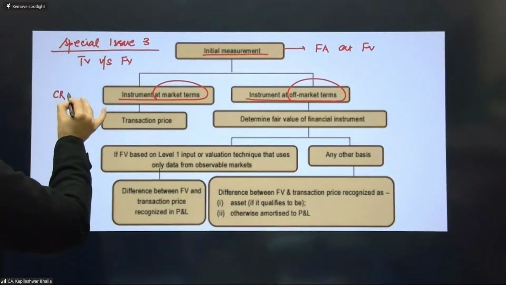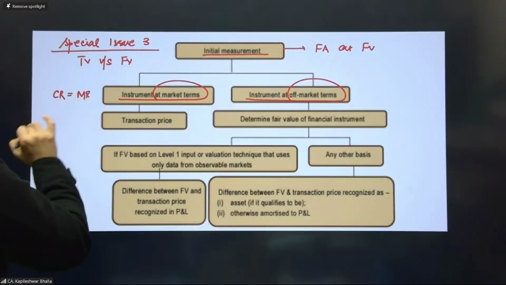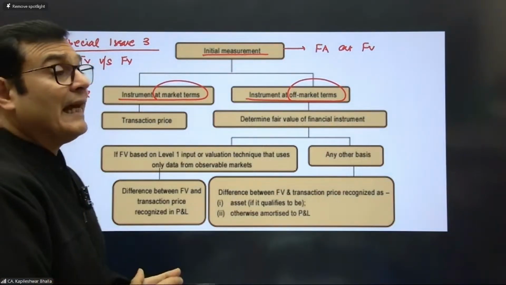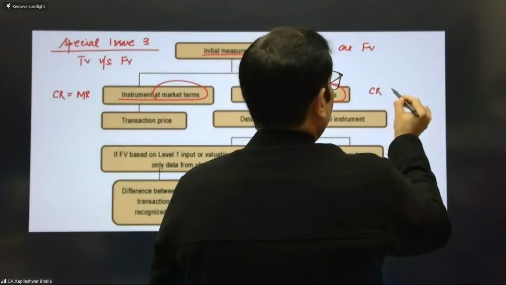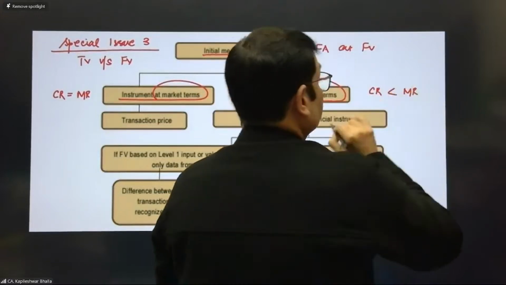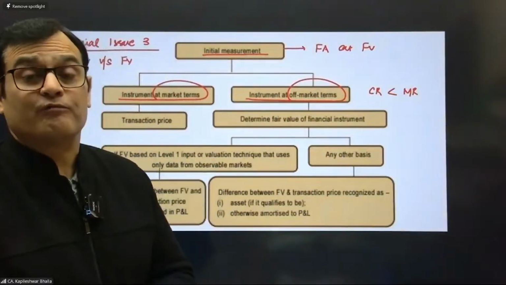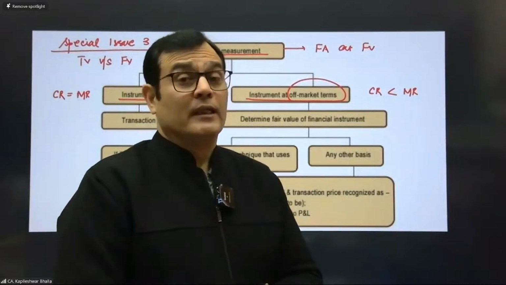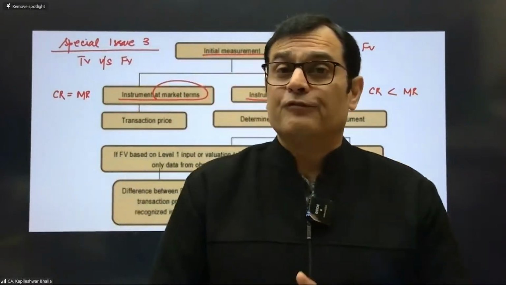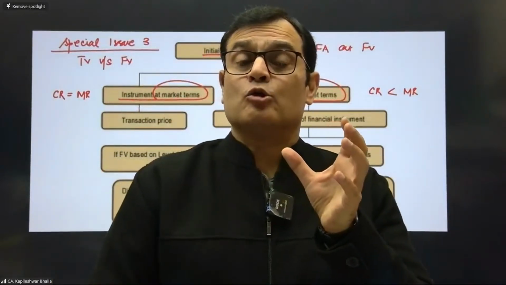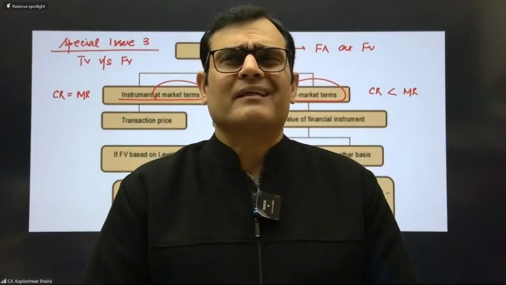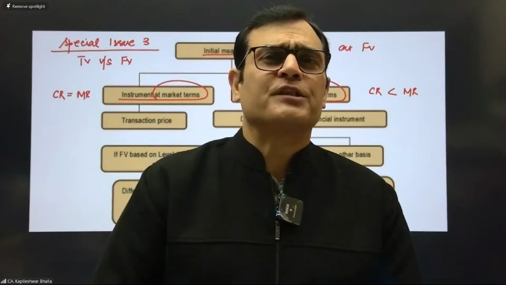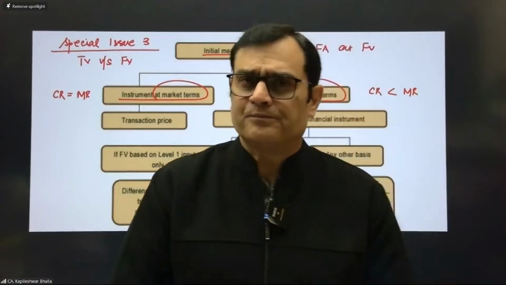If your contracted rate is equal to the market rate, it indicates that we're working at market terms. But if your contracted rate is less than the market rate, that means you're working at off-market terms. Let me also tell you one thing: if the contracted rate and the market rate are the same, then technically speaking, there cannot be a difference between the transaction value and the fair value.